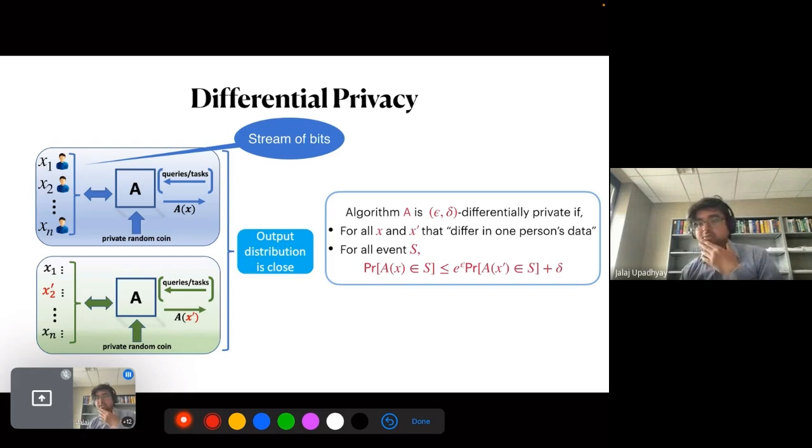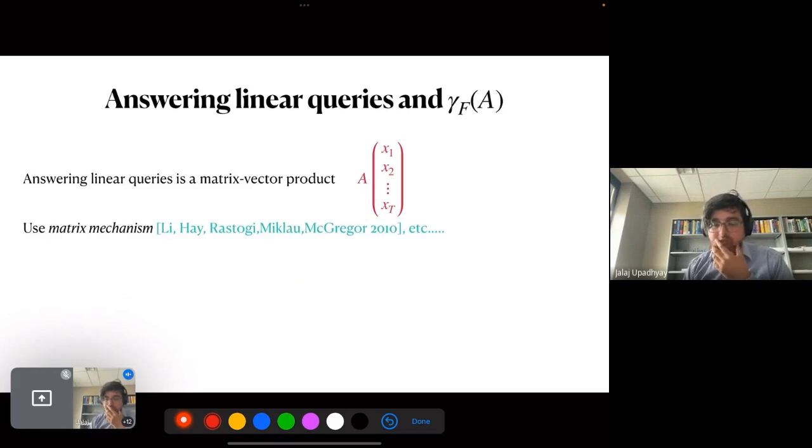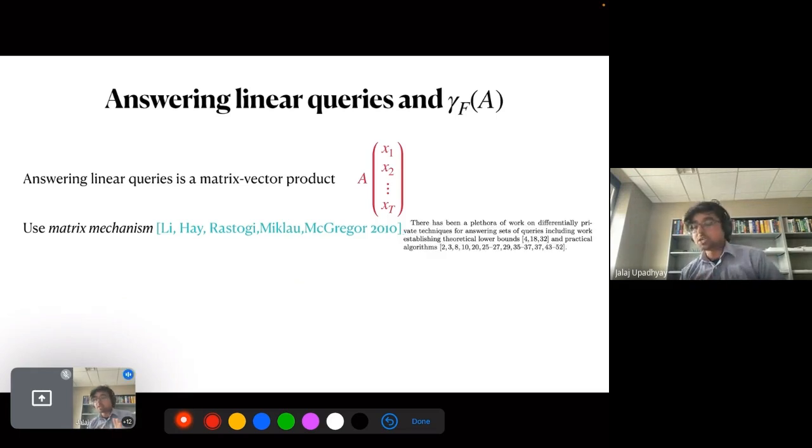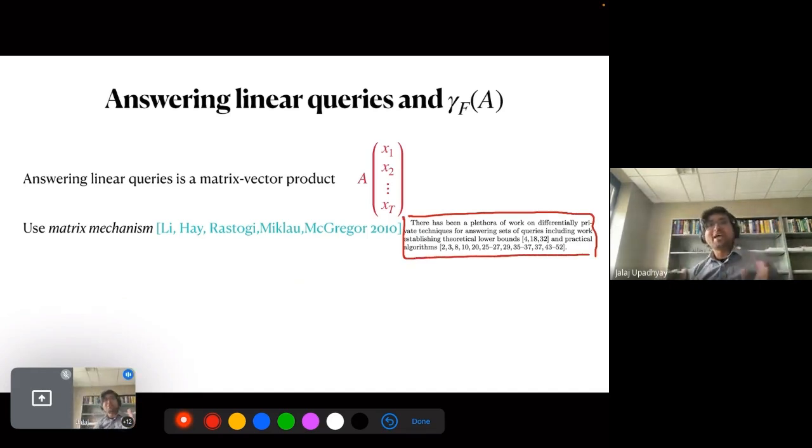So differential privacy, I hope everybody knows. I will not go into details. But basically, we use what is known as the matrix mechanism, which was studied by Lee et al. in 2010 and is also called the factorization mechanism, and has a lot of applications. I copied this text from the HDMM paper, because they have probably the best survey of all the ways you can use the matrix mechanism.